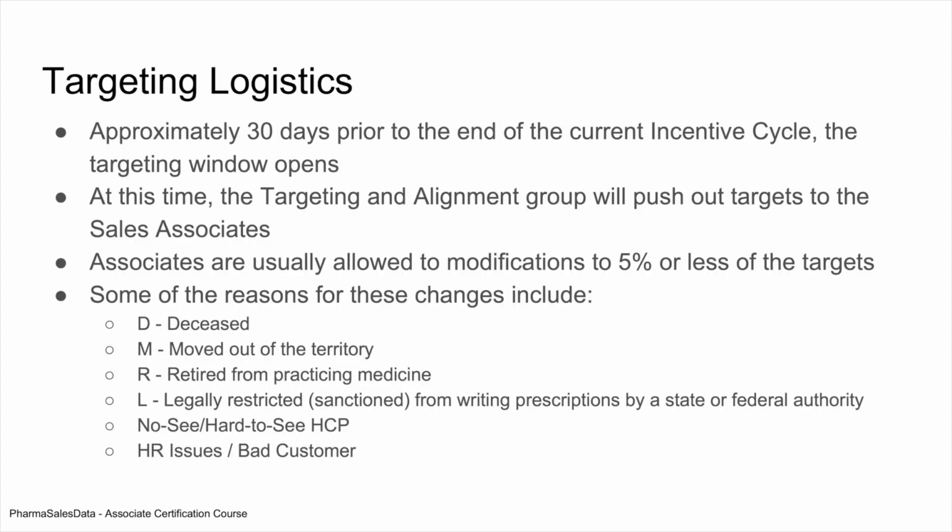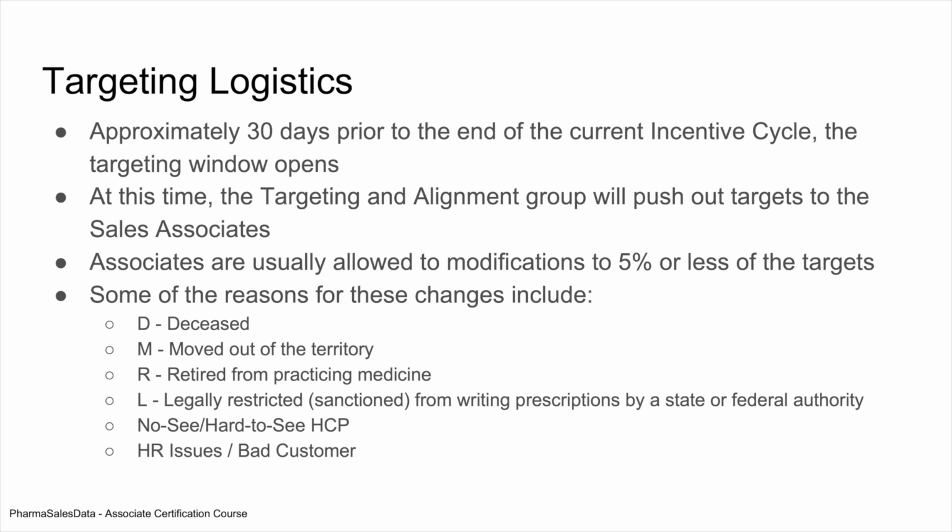Targeting logistics. We talked about targeting and alignment, but how exactly does it work for field personnel and home office personnel from a logistics standpoint? Approximately 30 days prior to the end of the current incentive cycle, the targeting window opens. At this time, the targeting and alignment group will push out targets to the sales associates. Associates are usually allowed to make modifications to 5% or less of the targets. So the targeting window opens and the team pushes out a list of targets to the sales associate. The sales associate then comes back and says, I don't like X number of targets for the following reasons.